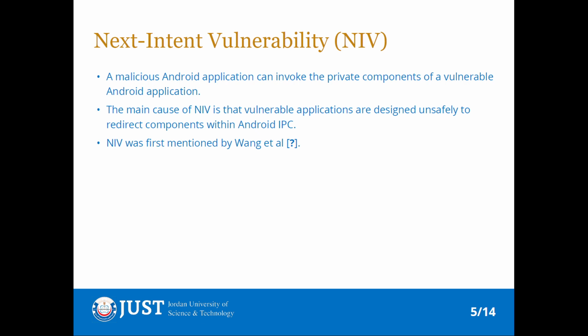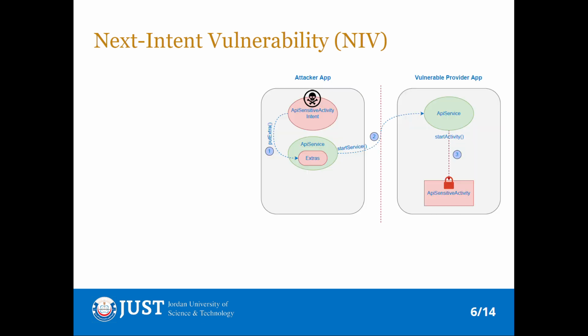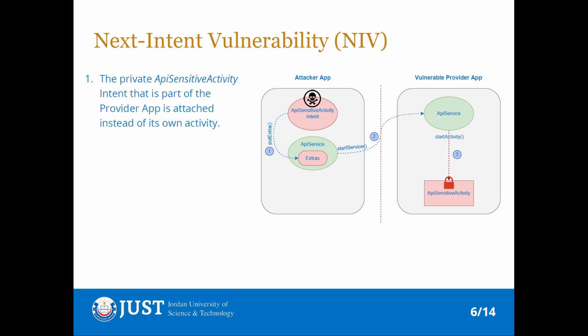NIV was first mentioned by Wang et al. Here is the scenario of the next intent vulnerability. We have an attacker app and a vulnerable provider app. To demonstrate, consider what would happen if the calling app didn't provide an intent for its own activity, for example a client callback activity, but instead put in an intent to start a private activity within the provider app.